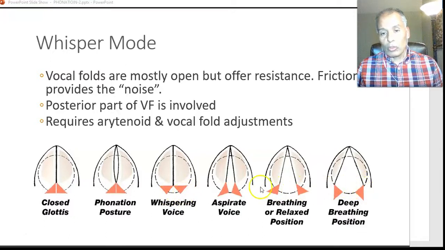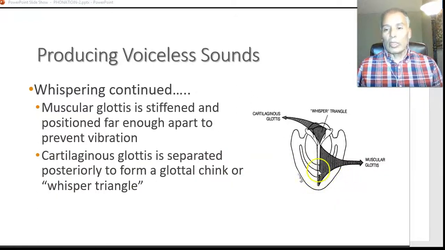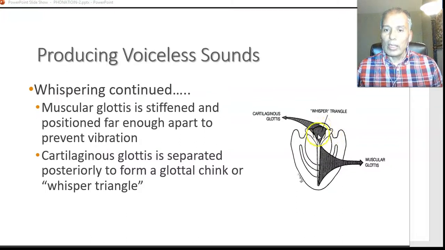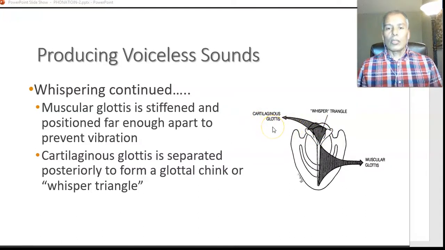And these are different modes to show you how breathing, aspirating your voice, breathing or relaxed position, and exercise or deep breathing. So here it is. You notice that this part of the muscle of the vocal fold itself, that's called the muscular glottis, the space. You notice a little space here, so that the vocal folds are not completely adducted. And more importantly, here's one cartilage, here's one arytenoid, and you see the triangle in between. A lot of air escapes out of that as well. And that is called the cartilaginous glottis. And that is whisper mode.